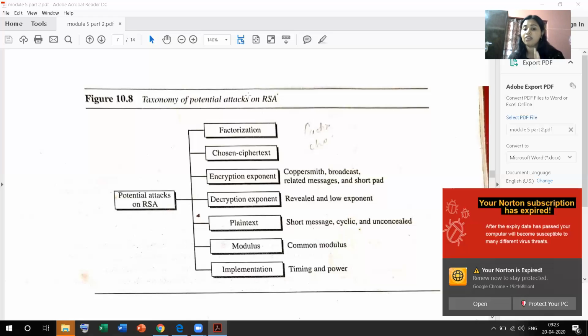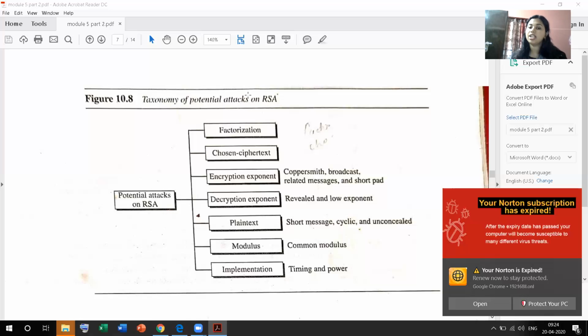That is how we have to attack: timing and power attack. Here, depending upon the time required for encryption and the time required for decryption, they calculate the time required for the decryption and then calculate the value of D. That is known as a timing attack.